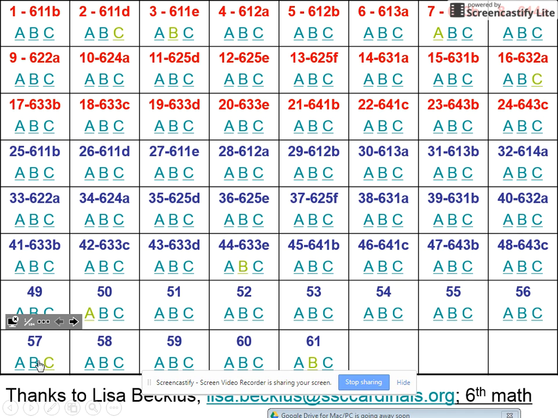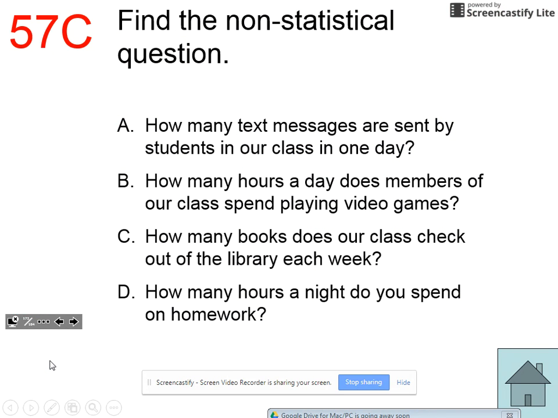And the last one. Find the non-statistical question. Hopefully this was easy to spot since we've been working really hard on this one. D is the correct one because we have the word you in there. So we're only asking one person. A statistical question has to be asking more than just one person.